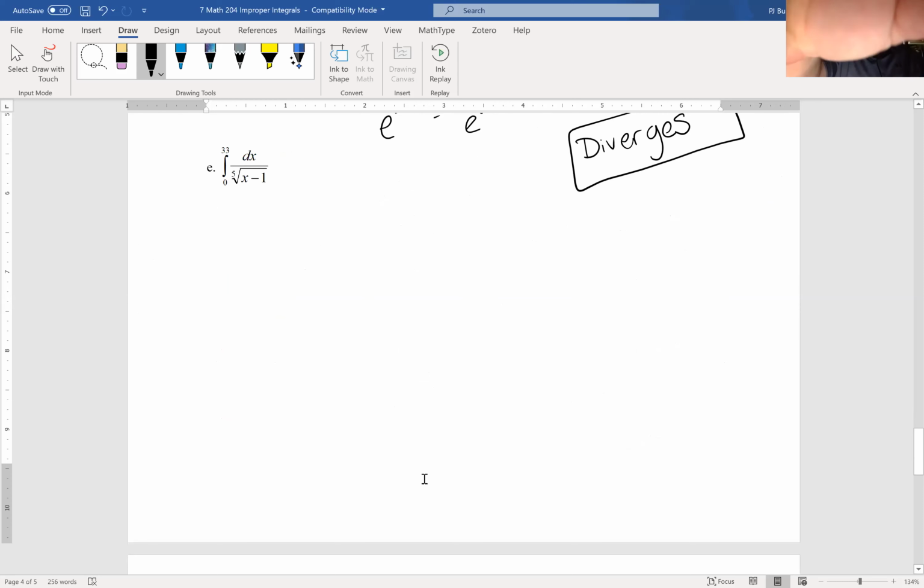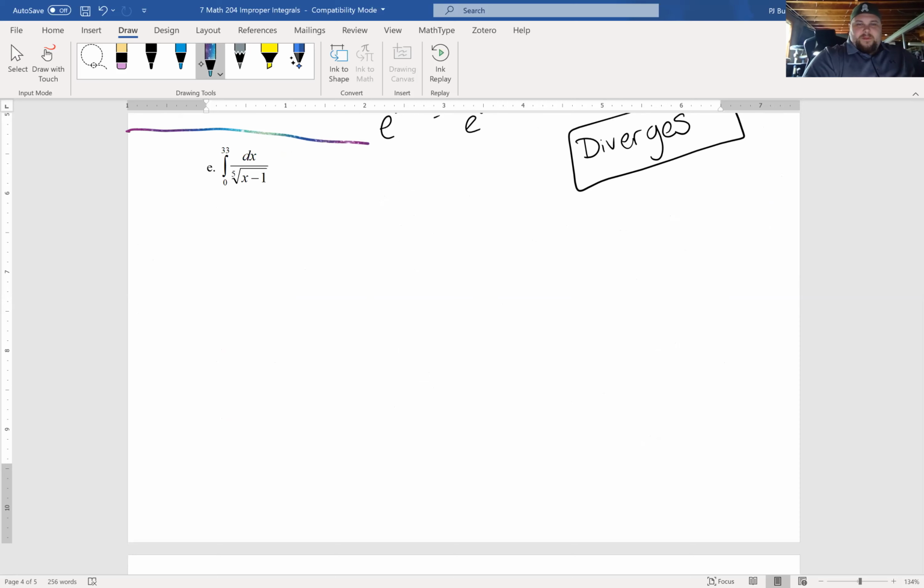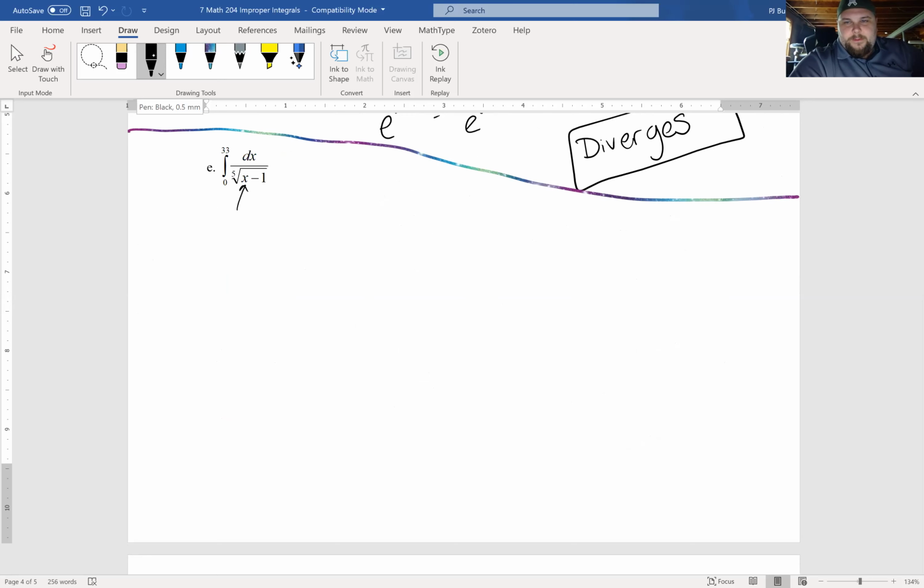All right, let's see if I can do one more for you here, with a decent amount of time left so that we can spend some time reviewing, which I'm sure you're all very anxious to get to. So this one here, I wanted to do because it has an internal discontinuity. So again, notice if I were to plug in x equal 1 in the denominator, my denominator would go to 0. And that 1 falls in between my bounds, 0 and 33.